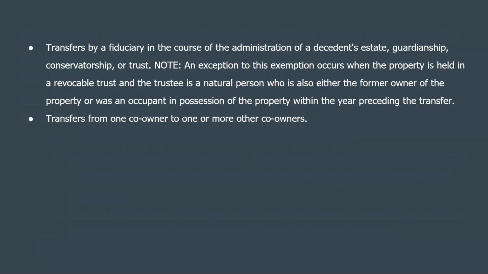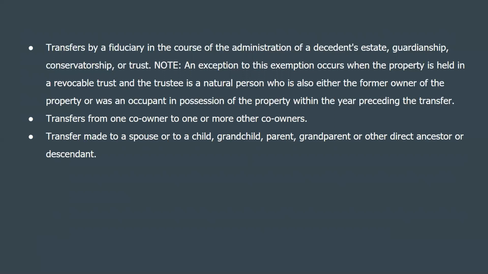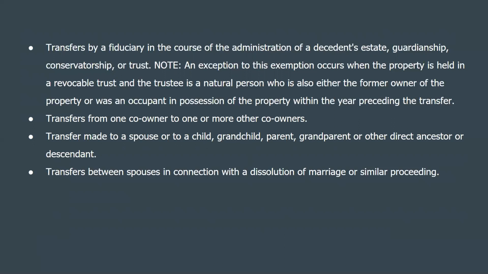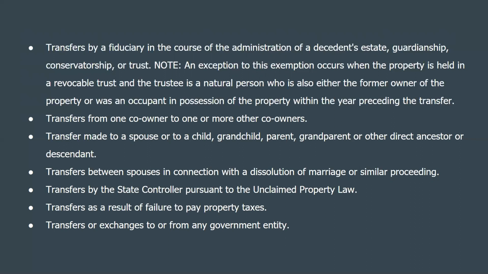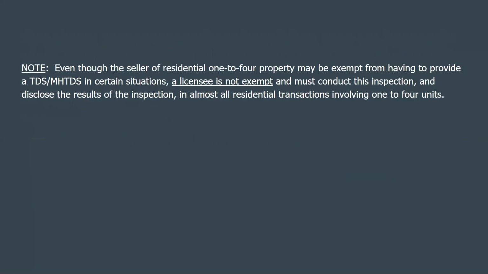Transfers from one co-owner to one or more other co-owners. Transfers made to a spouse or to a child, grandchild, parent, grandparent, or other direct ancestor or descendant. Transfers between spouses in connection with a dissolution of marriage or similar proceeding. Transfers by the state controller pursuant to unclaimed property law. Transfers as a result of failure to pay property taxes. Transfers or exchanges to or from any government entity.